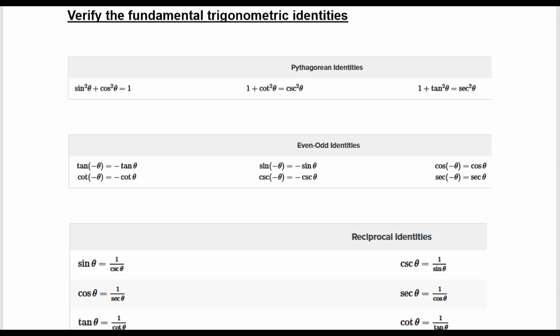Let's talk about verifying fundamental trigonometric identities. So first we're going to go through several of them. The Pythagorean identities: sine squared theta plus cosine squared theta is 1. We already knew about that one.